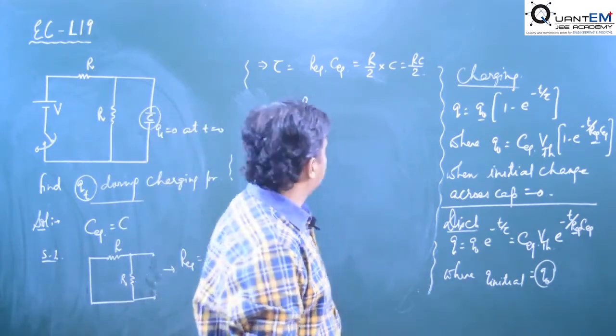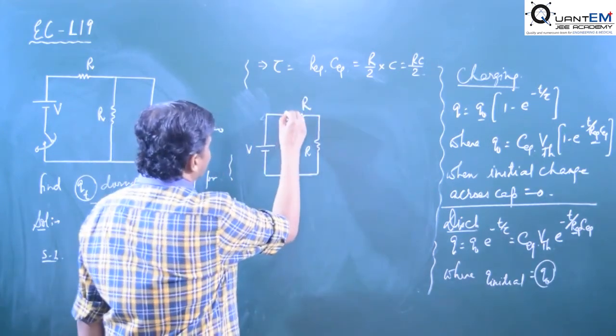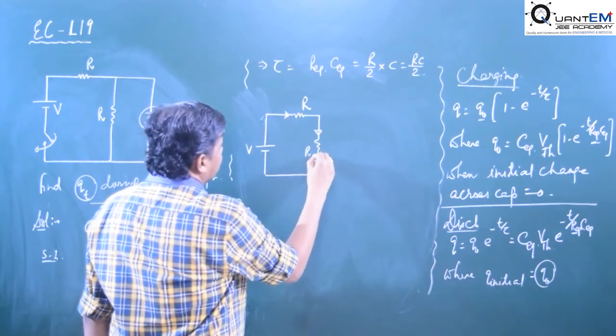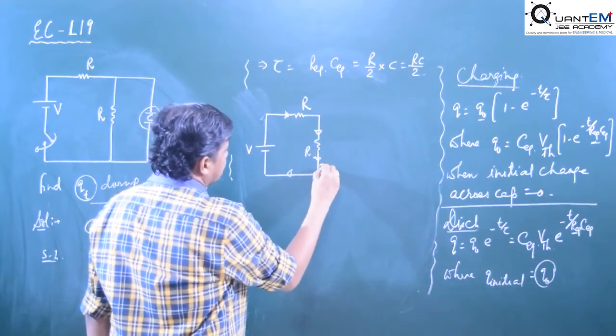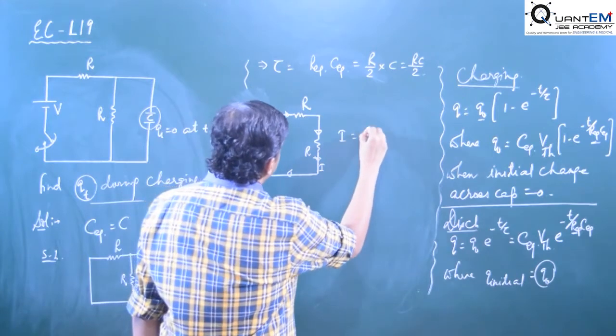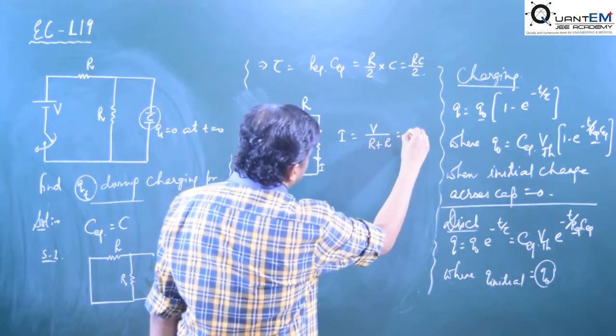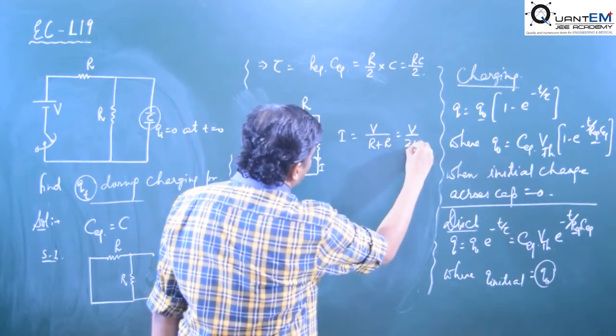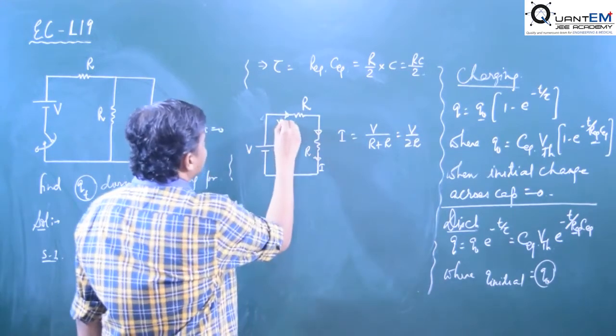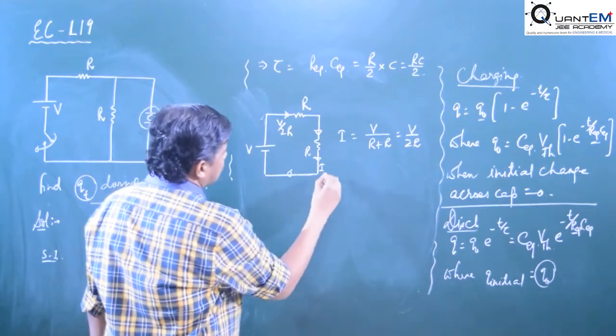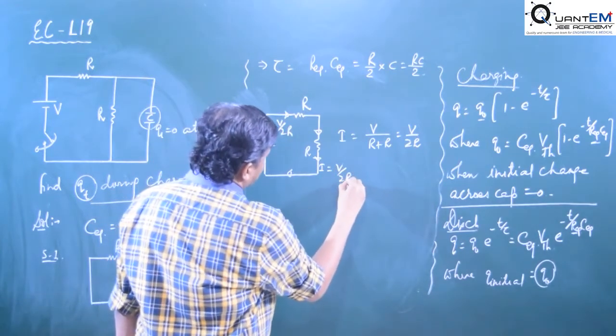The Kirchhoff's law. So here we have only one loop. So suppose the current flowing through this circuit is I. So what is the value of I? That is V divided by R plus R, that is V by 2R. So here the current is V by 2R, and here also the current is V by 2R.